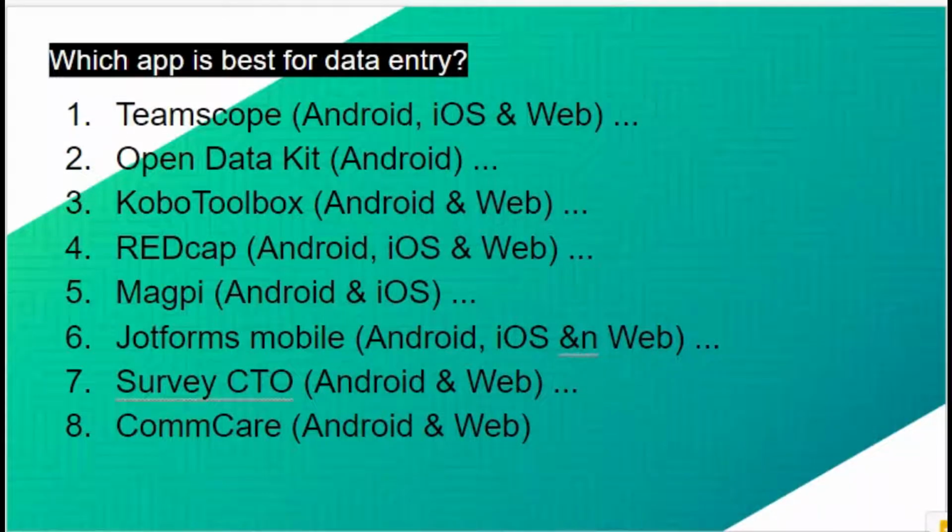Which app is best for data entry? TeamScope: Android, iOS and web. Open Data Kit: Android. KoBoToolbox: Android and web. REDCap: Android, iOS and web. Magpie: Android and iOS. JotForm Mobile: Android, iOS and web. SurveyCTO: Android and web. CommCare: Android and web.